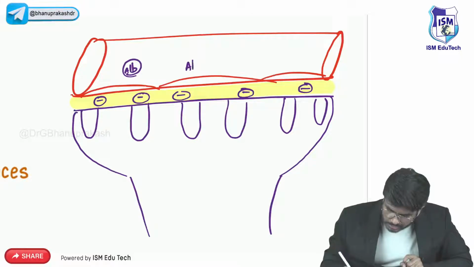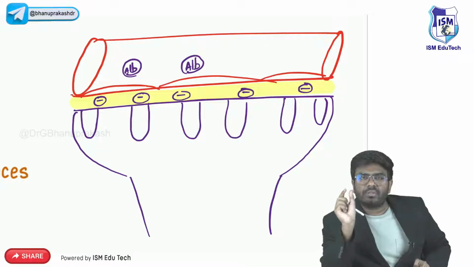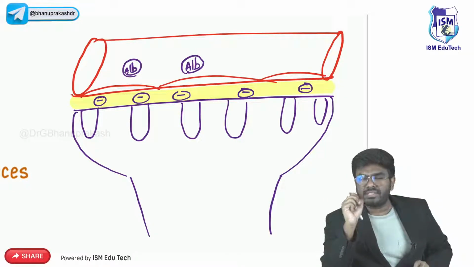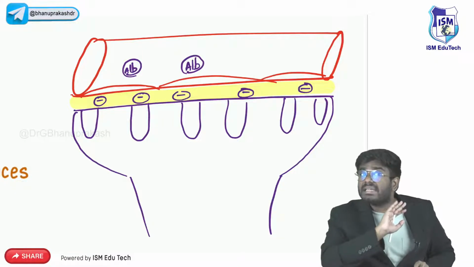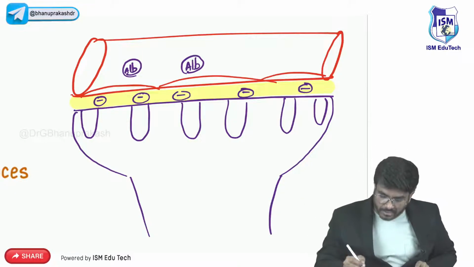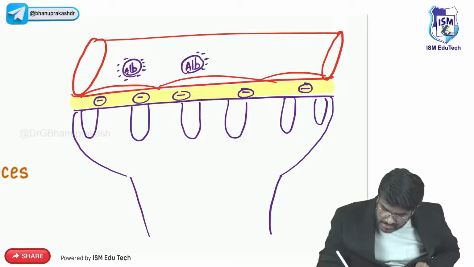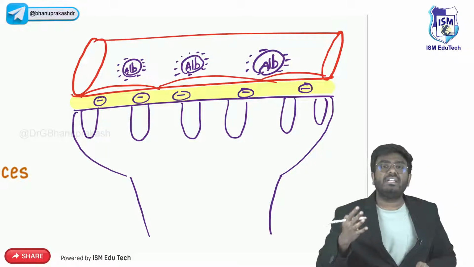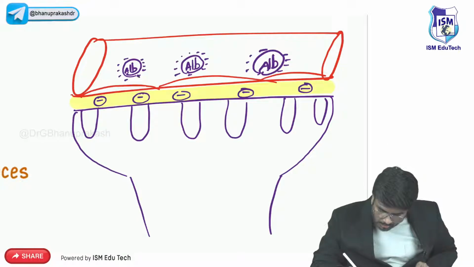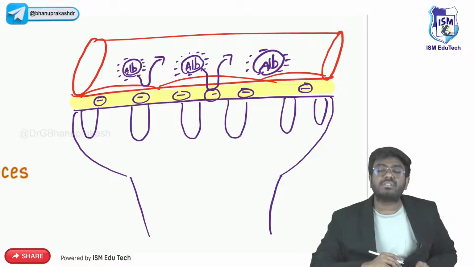See, albumin is a very small molecule. The size of albumin is somewhere around 4 nanometers or even less. It has such a small molecular weight that it can be easily filtered, but it is not. Why? Because albumin is also negatively charged. These plasma proteins are negatively charged substances. So negativity will repel negativity. Albumin will come like this and it is repelled because of the negativity.